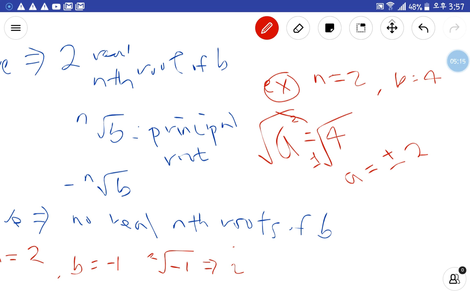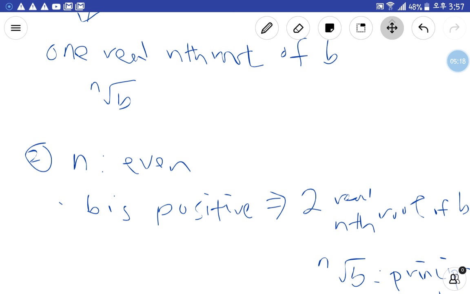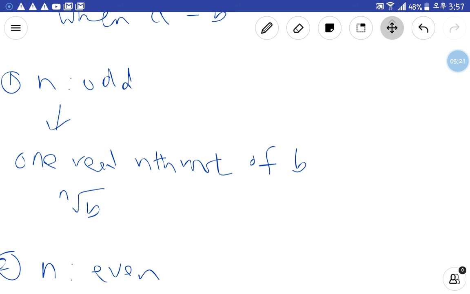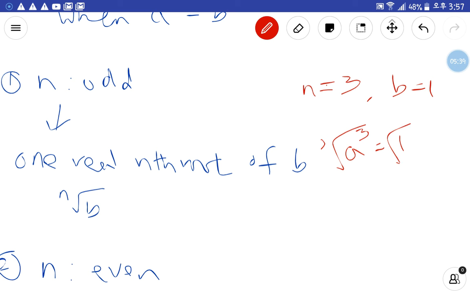And then your n is odd. If I want to give you an example of that, it would be this. Let's say n is 3 and your b is 1. Then a to the third power equals 1. You are going to take the cube root of each side. That's what we practiced already in the previous video. The a would be what? The cube root of 1, which is just 1. So as you see, you're going to have only one real number. That's it.